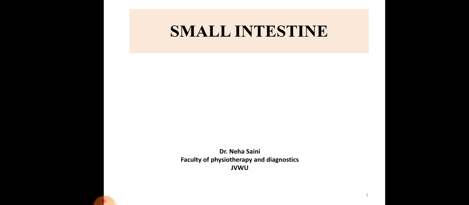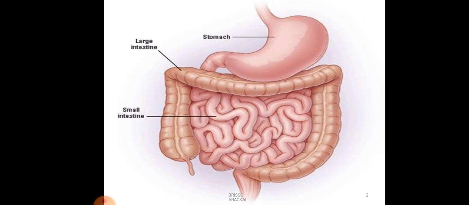Here I am going to tell you about the anatomy of small intestine. So in this diagram we can see the location of the small intestine. It is surrounded by the large intestine and is located below the stomach.